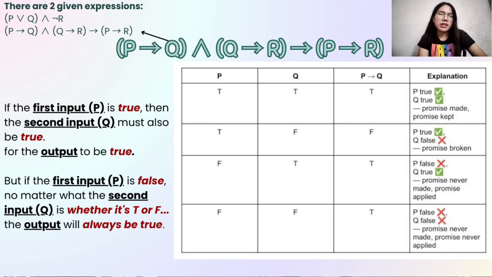Just what I said earlier, if we use this symbol, we read it as if P then Q. So it's like this. If the first input or P is true, then the second input or Q must also be true for the output to be true as well. But if the first input or P is false, the output will always be true kahit anumang kinalabasan ng second output, whether it is true or false.